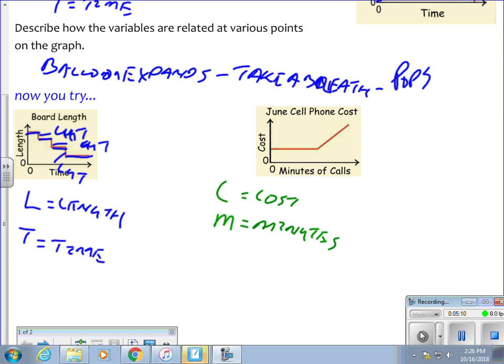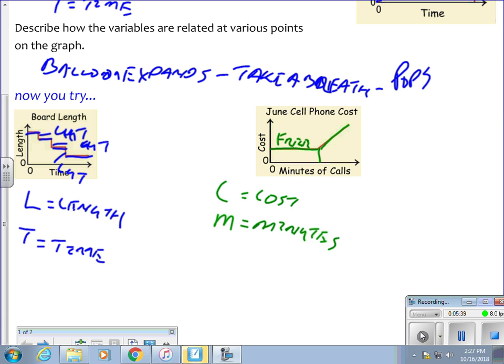And then it looks like for here, you got a steady cost, and then all of a sudden it starts going up. So it's the number of minutes to call. Probably what's going on here is you have a flat rate. It's one charge. You get to make free calls up until you have a certain amount of time, and then it starts going up. So that's where the free time is, these are free minutes.